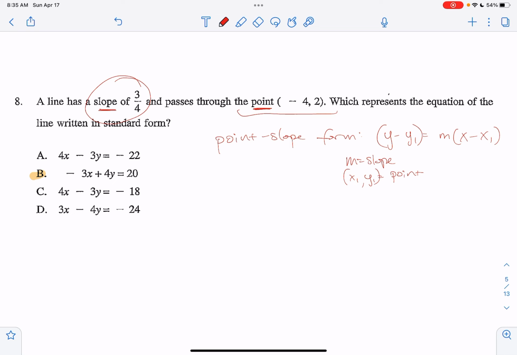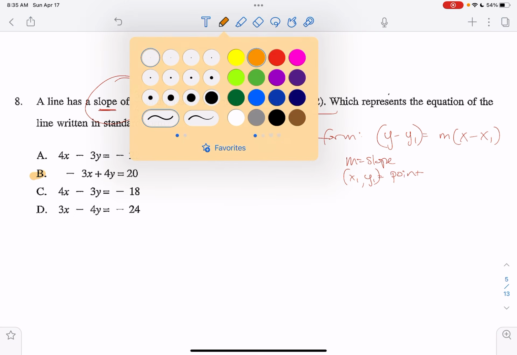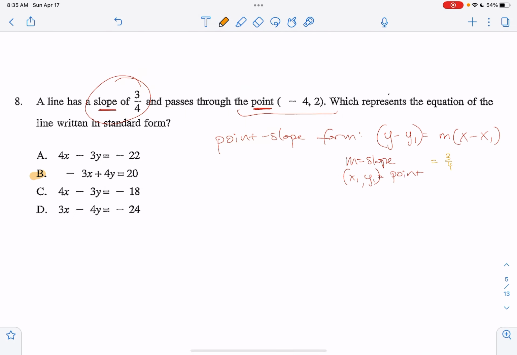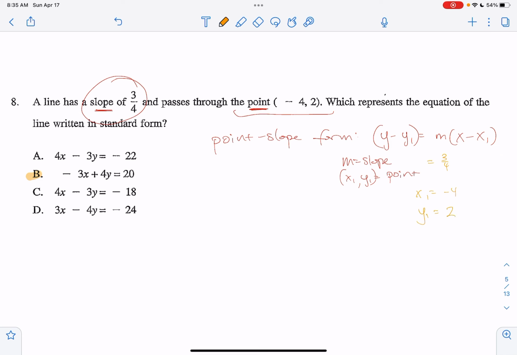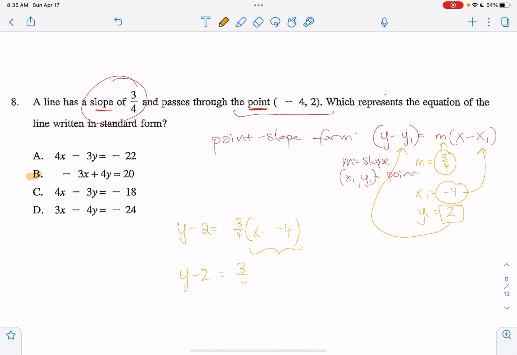So if you substitute in where m is equal to 3/4 and x1 equals -4, y1 is equal to +2, you substitute in. So 3/4 goes here, -4 goes there, +2 goes there. You get y minus 2 is equal to 3/4 of x minus -4. And when you simplify this, x minus -4 becomes x plus 4 in parentheses.